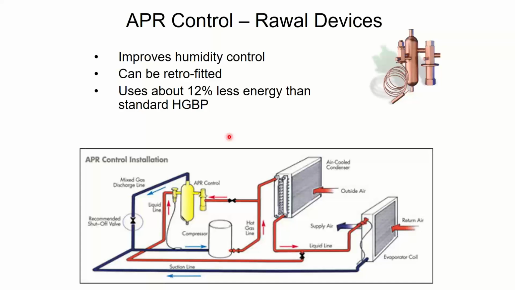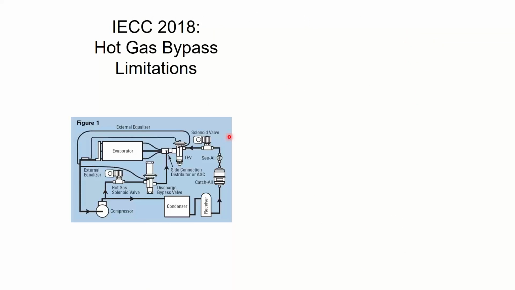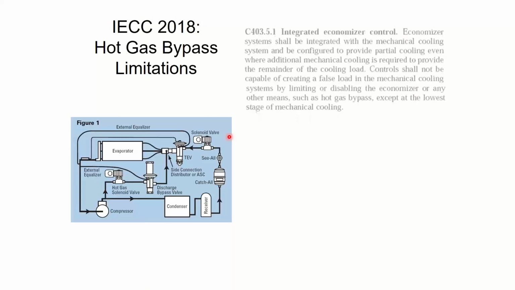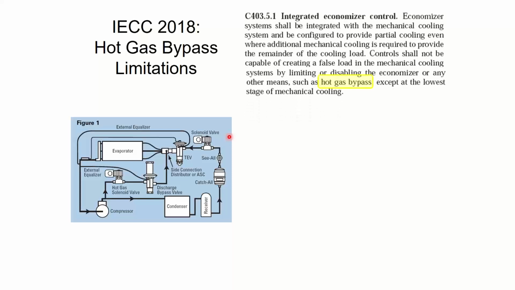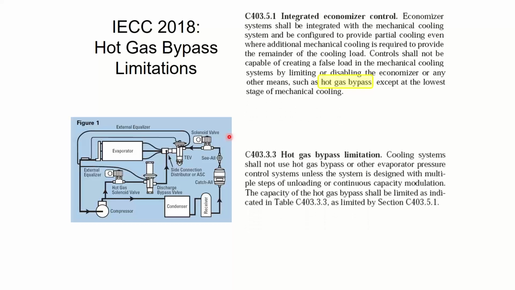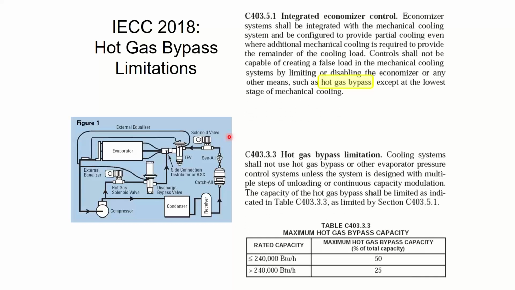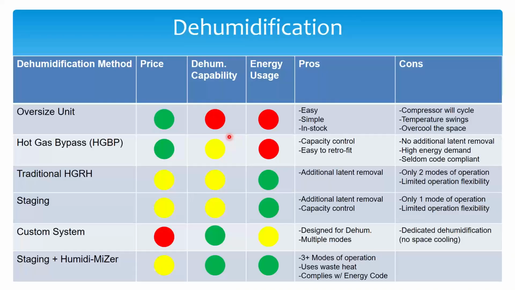Just saving energy compared to what is always the question. And I'm not sour on the Rawl guys. We use their stuff all the time. It's just, you got to use it in the right spot. Additionally, the code does not require you to use hot gas bypass as one of your stages. You still have to have your 2, 3, or 4 stages, not counting hot gas bypass as one of them.